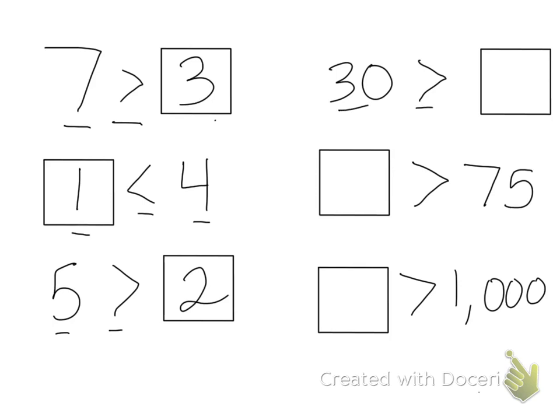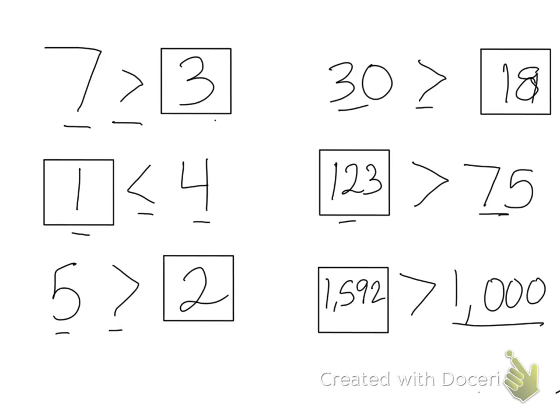30 is greater than, let's say 19. So I can put in any number. I could put in 18, okay, as long as it's smaller than 30. Okay, for the next one, I have my number is greater than 75. So we can say 123 is greater than 75. Now I need a number greater than 1,000. So let's say it's 1,500 and 92. All right, and that's how we use comparison symbols.